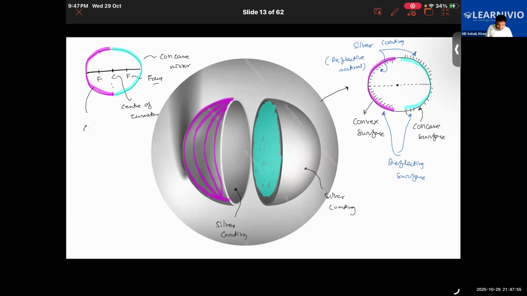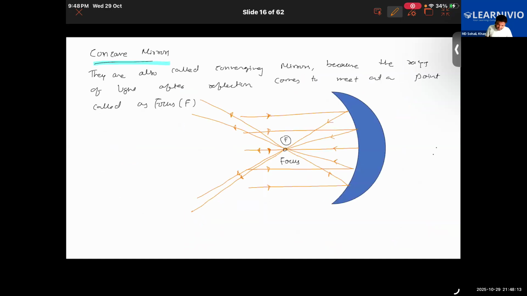And this one is a convex mirror. So that is what I was saying moments ago: when the rays of light come from a very far away place and fall on the concave mirror, all of them come to meet at a point that is called the focus. Which you can relate here as well. When the rays of light reflect from the concave mirror, they come to meet at a point called the focus.